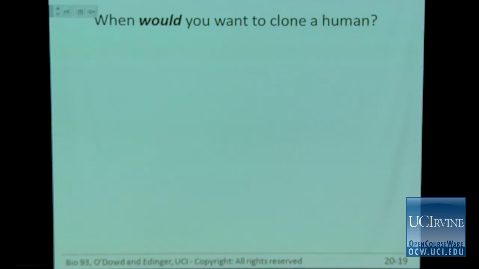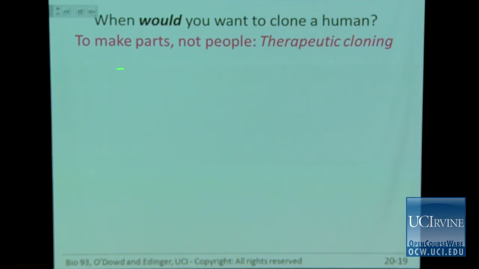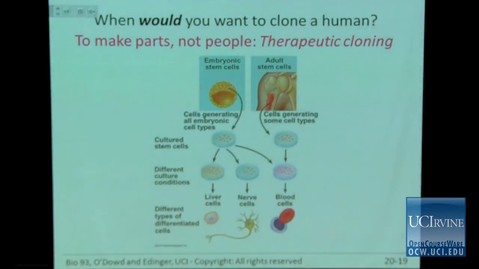So when would you want to clone a human? That would be to make parts, not to make people. This is called therapeutic cloning. This is an example of how it would work. If you take some embryonic stem cells and you culture them under the right conditions, you can get them to differentiate into a whole bunch of different kinds of cells. So you could take embryonic stem cells and take them down the path of becoming neurons. Then if you have a spinal cord injury and need to make some new neurons, you could inject these cells, and maybe they would form the right connections and maybe restore some of your function. So that would be one application of stem cells.